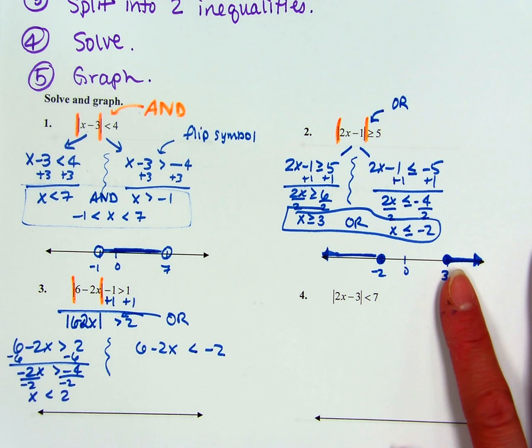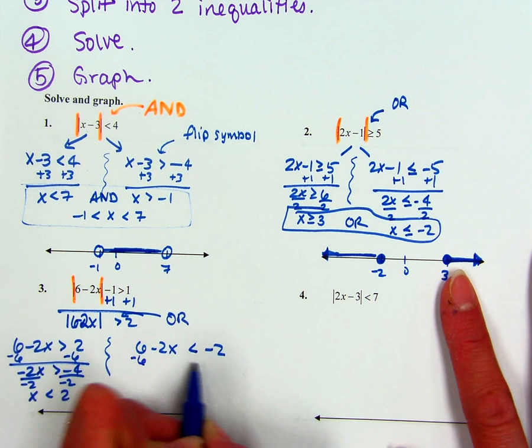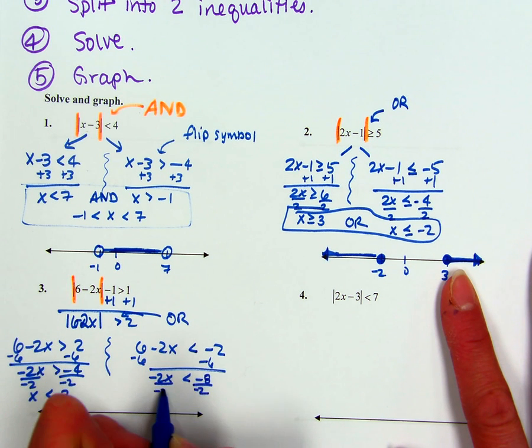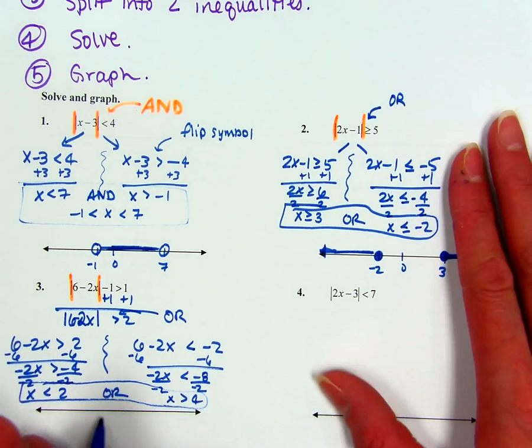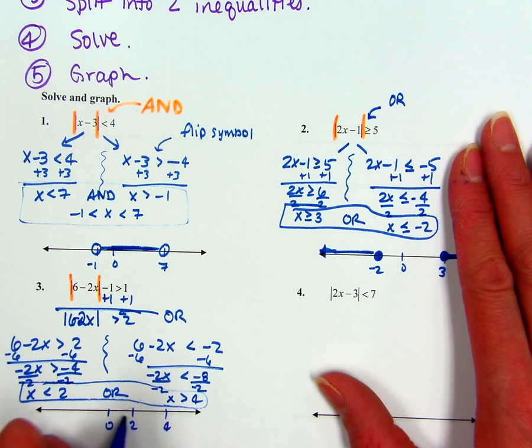Notice that I had to flip my sign. Here, I have negative 2x is less than negative 8. If I divide by negative 2, I get x is greater than 4. And this is an or. So I've got that. All right, now you want to find where is 2, where is 4, and we're going to shade on the outside.